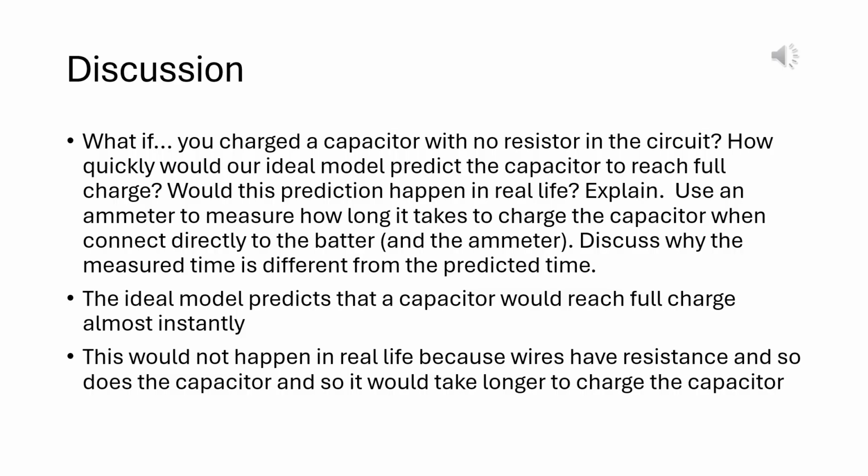The model predicts that if the capacitor was charged with no resistors, the capacitor would almost instantly reach full charge. However, this does not happen in real life because the wires and the capacitor both have inherent resistance, and therefore it will actually take a little bit longer to charge up because the time constant would then be shifted because of that R value.